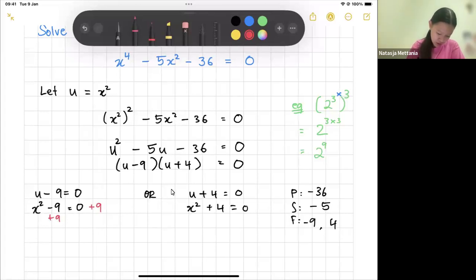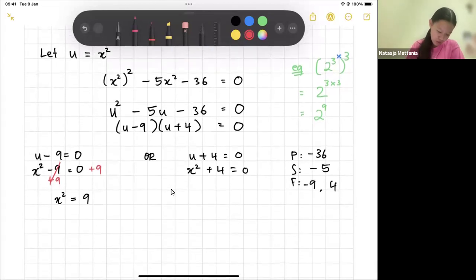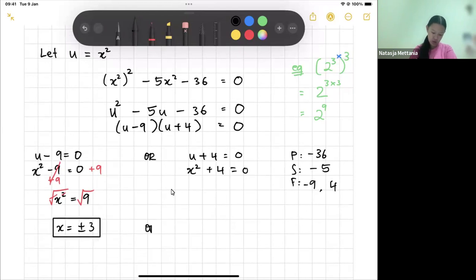I'm going to plus 9 on both sides. 9 minus 9 gives me 0. X squared equals positive 9. Then I'm going to square root both sides to get rid of the squared. Squared and square root cancel out. I'm left with x equals, if I put square root 9 into the calculator, plus or minus 3. Okay, so that's one solution. Or, let's find out. Put a minus 4 on both sides, they cancel out.